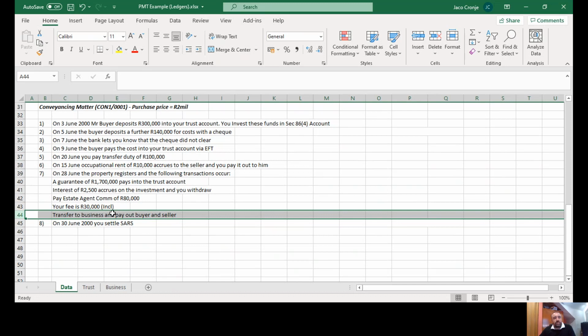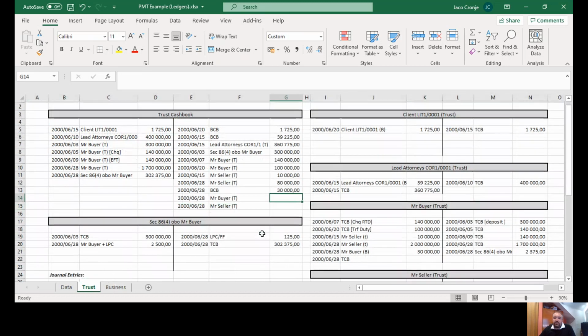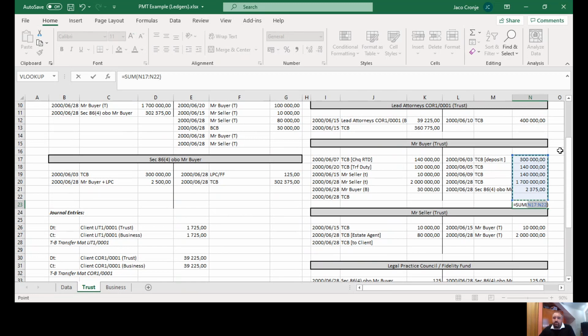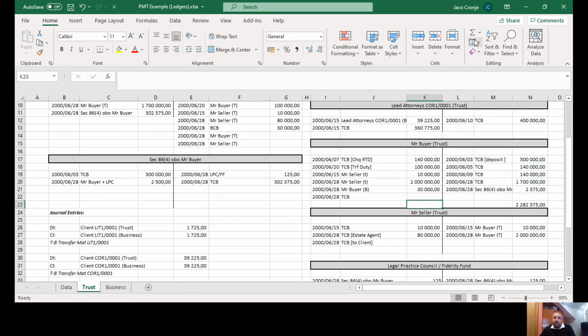Okay, now we've got to do the part where we say pay out Mr. Buyer and Mr. Seller. So firstly, we've got to find out, well, how much do they actually have left? So let's just say if we add the trust side there on Mr. Buyer and we add this, then we can say, so how much do we have to pay you out? We've got to pay you out whatever you have less what we've paid out on your behalf. Okay, so the answer is pretty much going to be 2375. What is the 2375? The 2375 is the interest that Mr. Buyer earned on his investment.